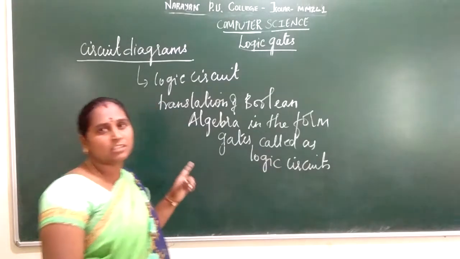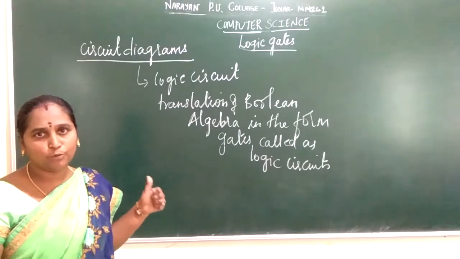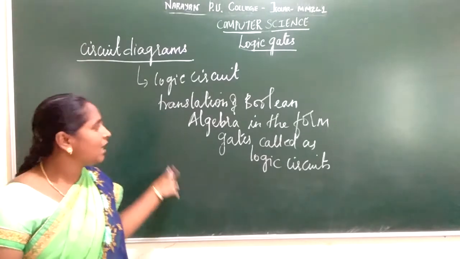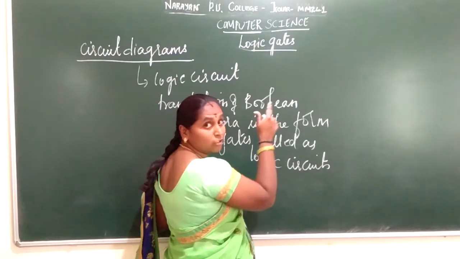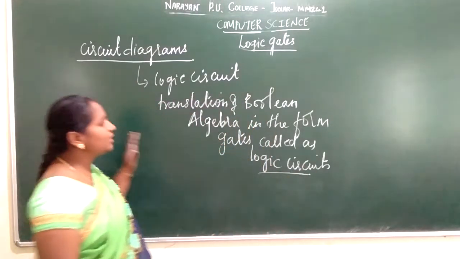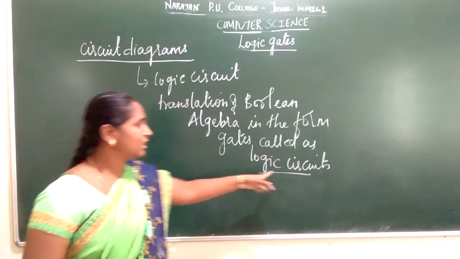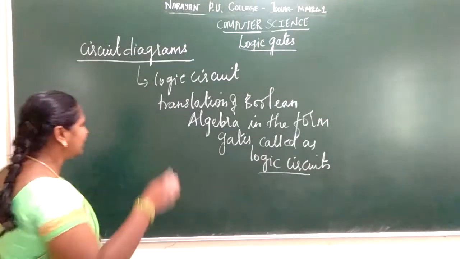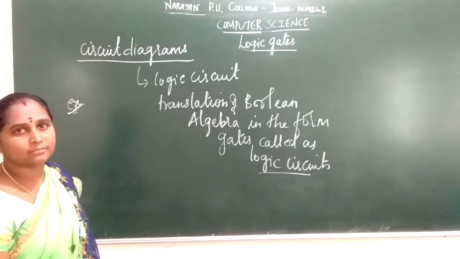I explained this very first when I started Boolean algebra in the second chapter, George Boole, how we use the logic gates and what the logic gates are. Logic gates are nothing but building blocks of your logic circuits. So that is the translation of your Boolean algebra in the form of gates, which we call logic circuits. So let's see an example of how this circuit is designed.